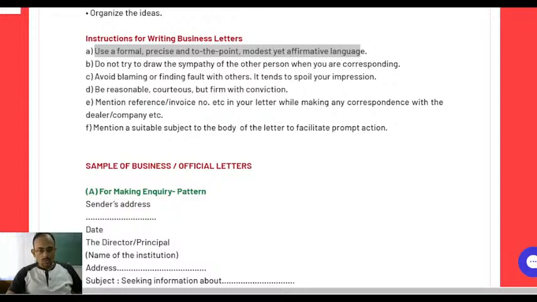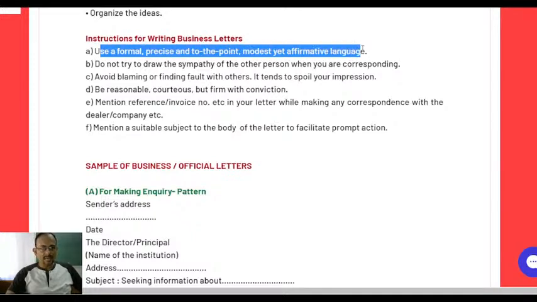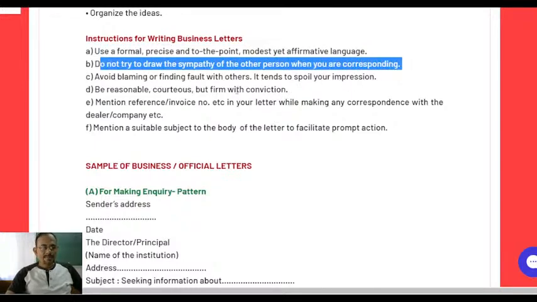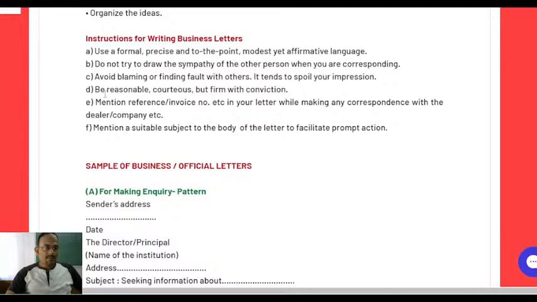Okay, dear students, so you might have gone through the instructions given here. For writing business letters, you have to use a formal, precise, and to the point, modest yet affirmative language. Then, do not try to draw the sympathy of the other person when you are corresponding. It means that there are some people who might write, for example, it's my hard-earned money.